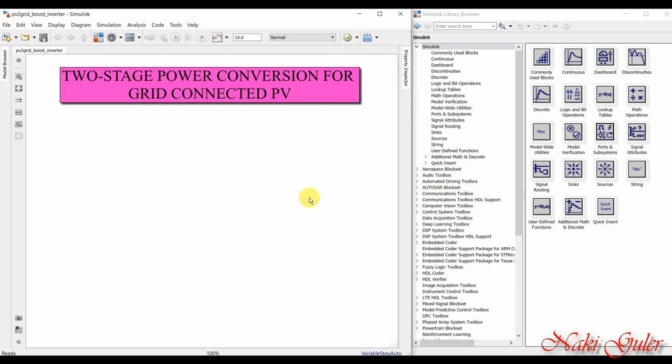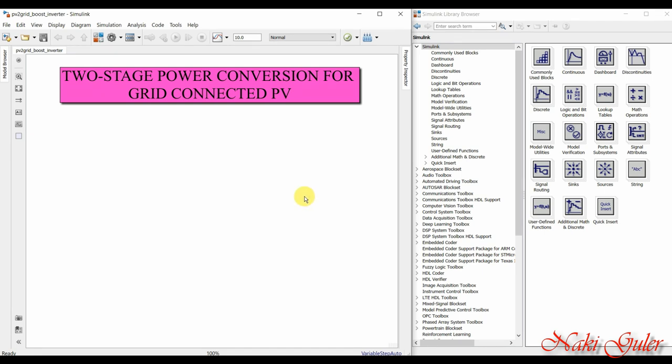Hello, in this video I will show the design of two-stage power conversion for grid-connected PV. In my previous videos I used single-stage power conversion for both grid-connected and standalone PV systems.